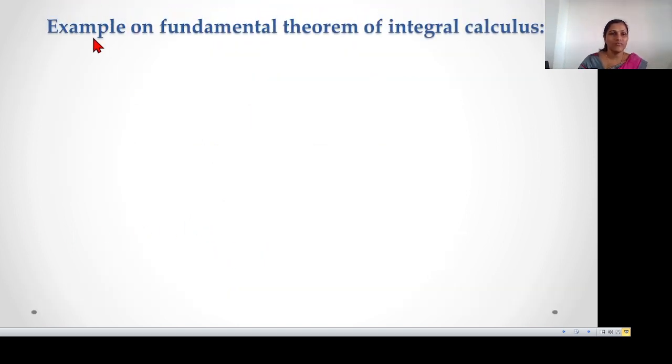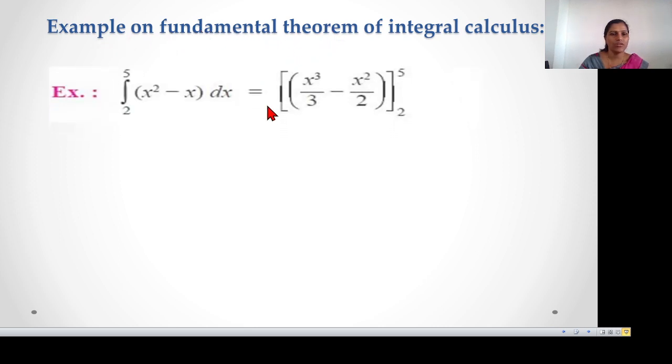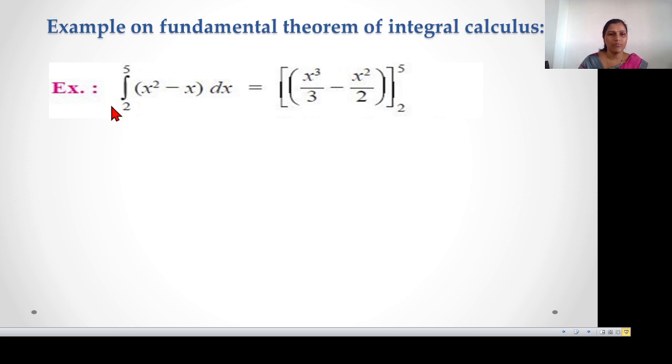So now we will see one example based on the fundamental theorem of integral calculus. So this is our first example. The example is the integral from 2 to 5 of x square minus x dx. So here f of x is x square minus x. The lower limit is 2 and the upper limit is 5. So we will observe that the integral of x square is x cube by 3 minus the integral of x, which is x square by 2. And then we will apply the limits for this integration from 2 to 5.